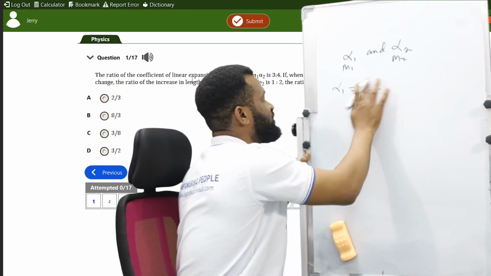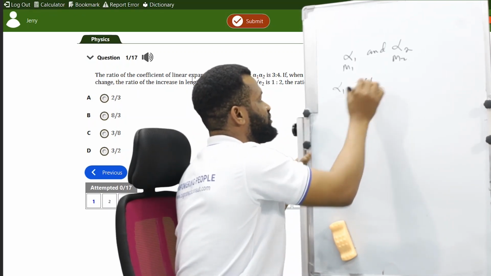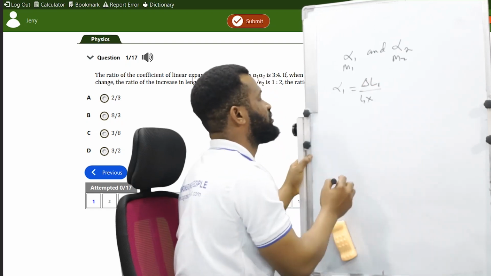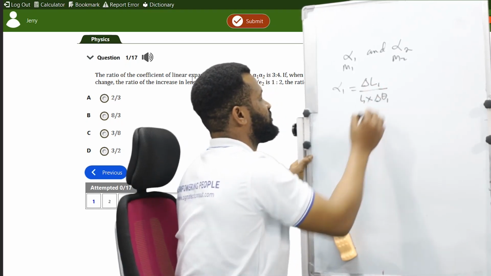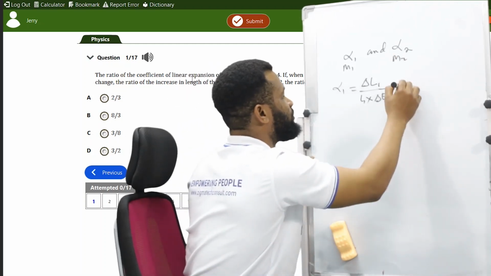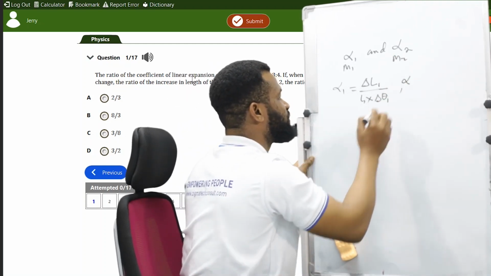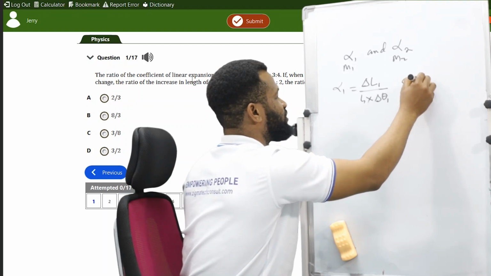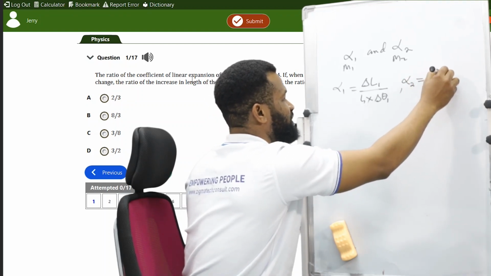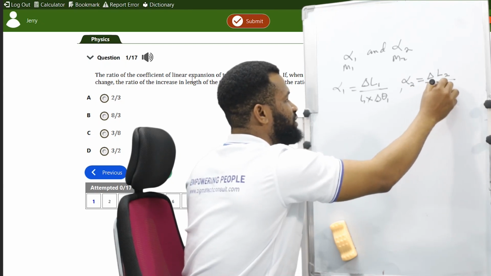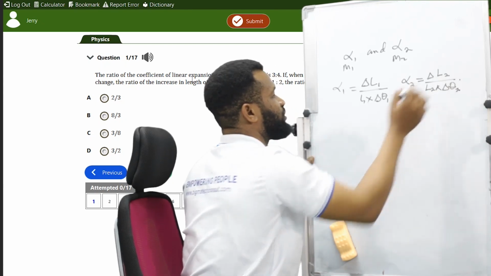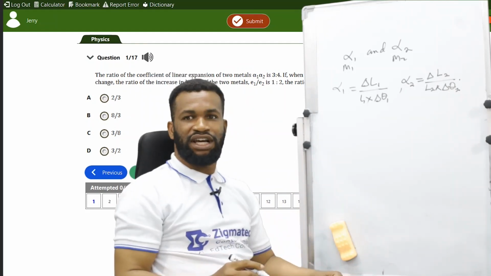So let me call this change in L of the first one, times change in temperature of the first one, yes? So the second one, I'm going to have the coefficient of expansion of the second meter is going to be change in length of the second one all over the length of the second one times change in temperature of the second one.